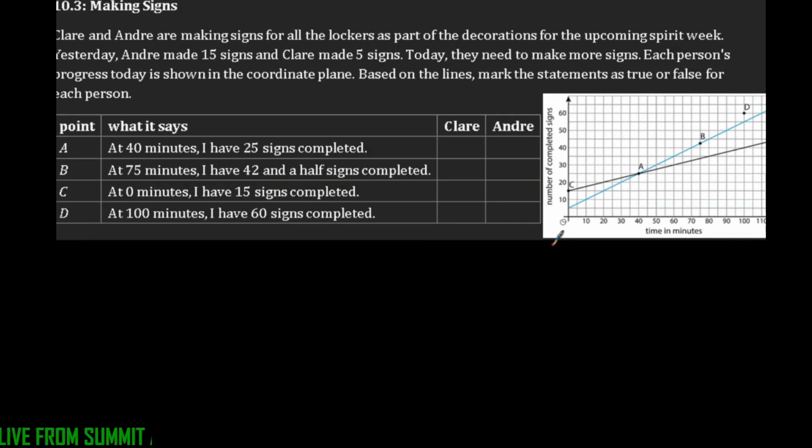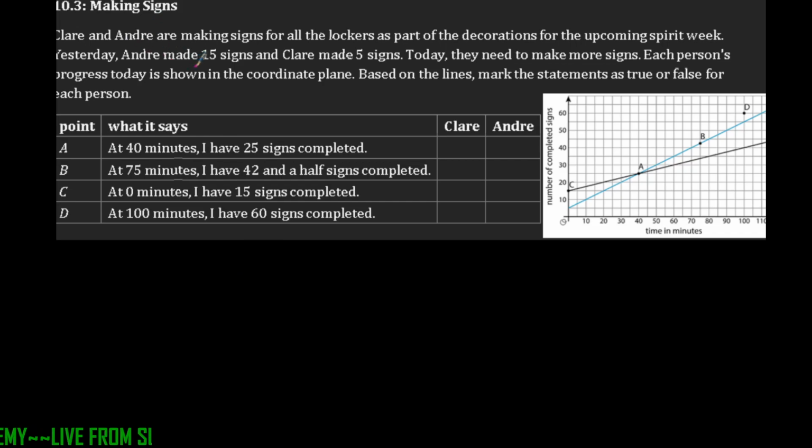All right, on the next part, it says Claire and Andre are making signs for all the lockers as part of the decorations for the upcoming Spirit Week. Yesterday, Andre made 15 signs and Claire made 5 signs. Today, they need to make more signs. Each person's progression today is shown in the coordinate plane based on the lines. Mark the statement that is true or false for each person.